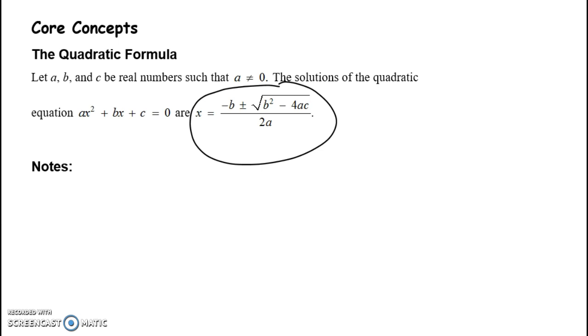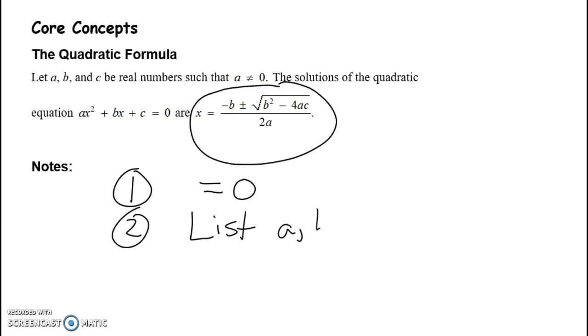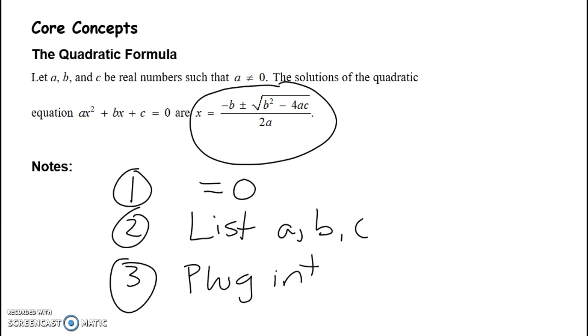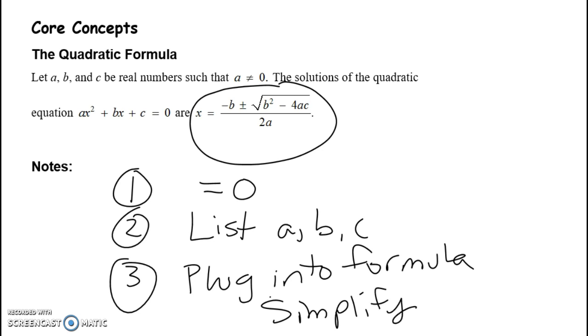Now, to use the formula, you're going to follow 3 easy steps. Step 1, you want to make the quadratic equation equal to 0. Then you can easily pick out and list a, b, and c. Once you've listed a, b, and c, you can carefully plug them into the formula. Once you plug into the formula, you just need to simplify. It's the simplifying that you have to be very careful with.